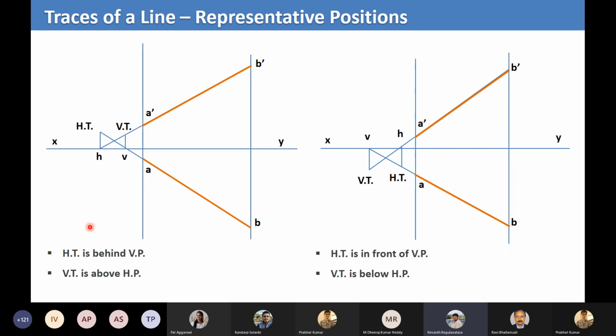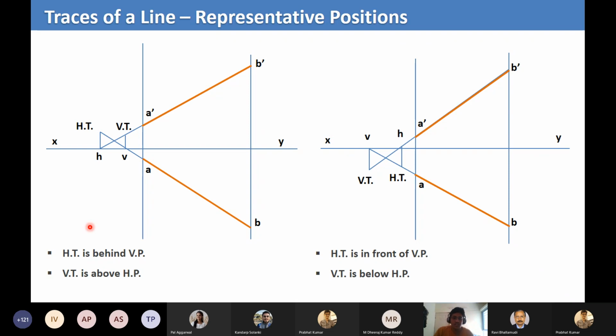And what about the second one? HT is in front of VP and VT is below HP. So what does this mean? This means there is a line something like this. First it will intersect the horizontal plane, and then it intersects the vertical plane. So when you rotate the system like this, you are getting the horizontal trace here, and the vertical trace is already there. So that's why we are getting HT and VT below the XY line.